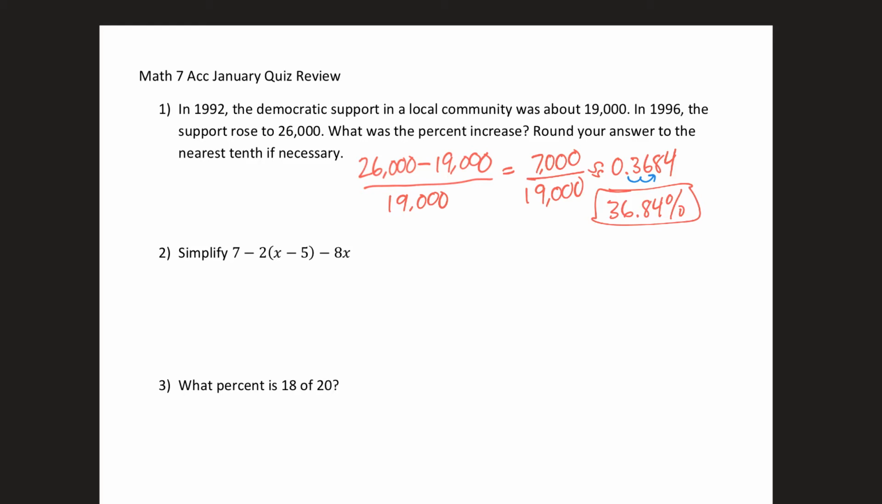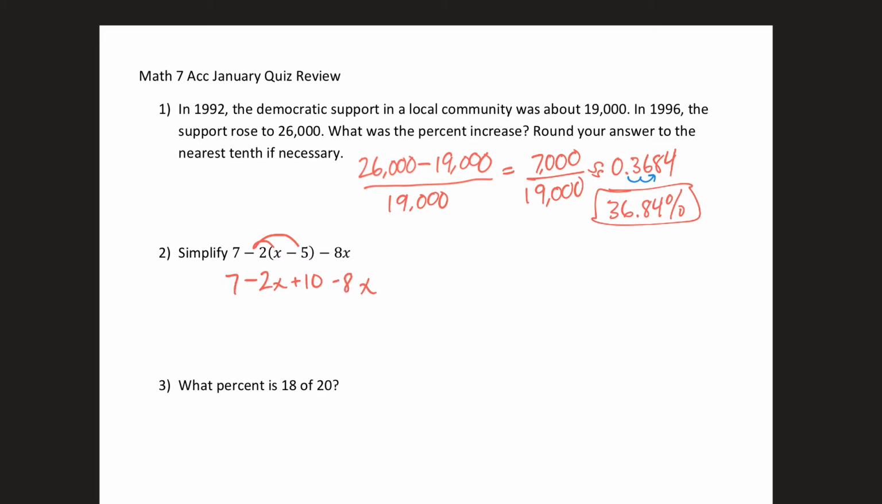Next, for this one, you have to distribute that -2. So that's going to be -2x, and then you have to just multiply that. -2 times -5 is +10. And then I'll copy the rest. I have 7, and I have -8x.